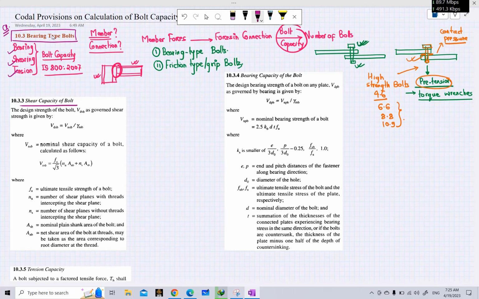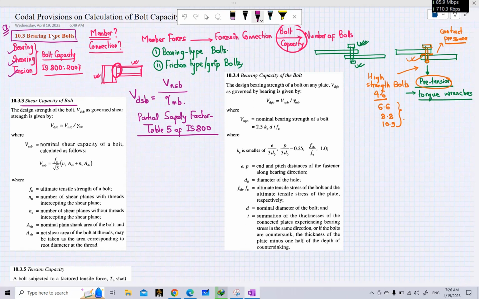So let's see here, as given in the code, the design shear strength of bolt is given as the nominal shear strength of bolt divided by the partial safety factor gamma mb. For the partial safety factor, you can see Table 5 of IS 800. So we will not go into this today.